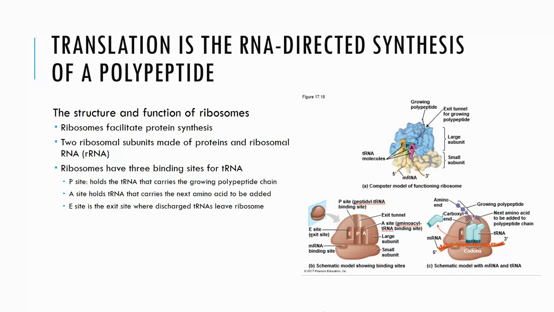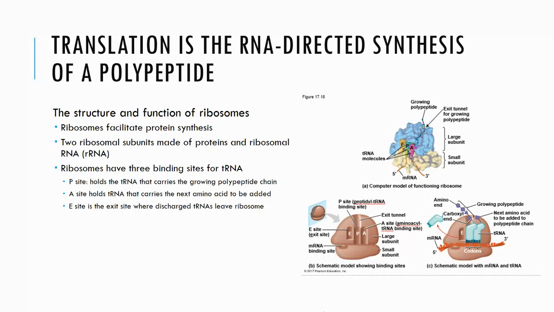Ribosomes facilitate protein synthesis. Each ribosome has 2 ribosomal subunits that are made up of protein and ribosomal RNA, or rRNA. The size of these subunits are slightly different in prokaryotes versus eukaryotes, but they both have a large one and a small one.